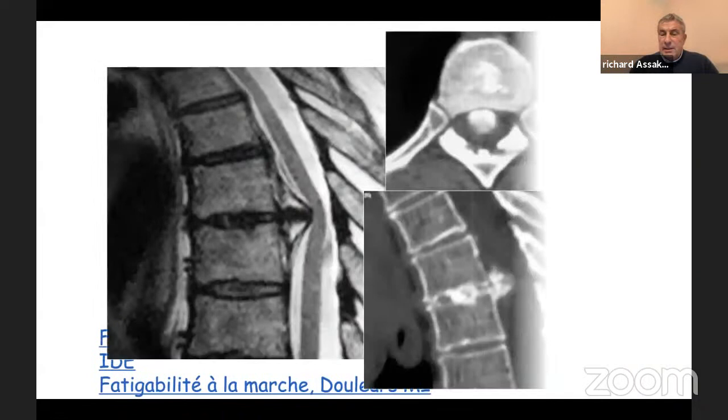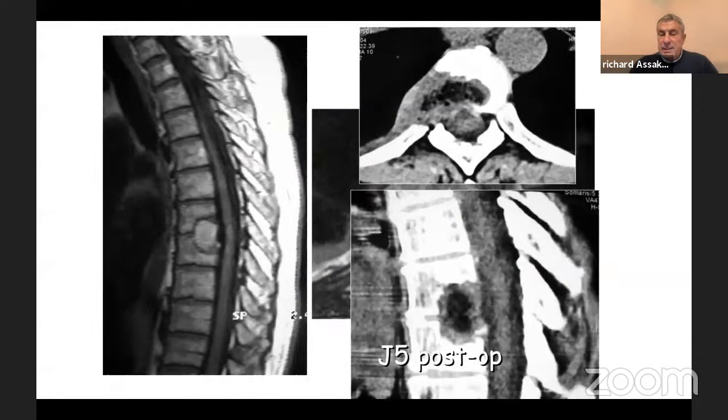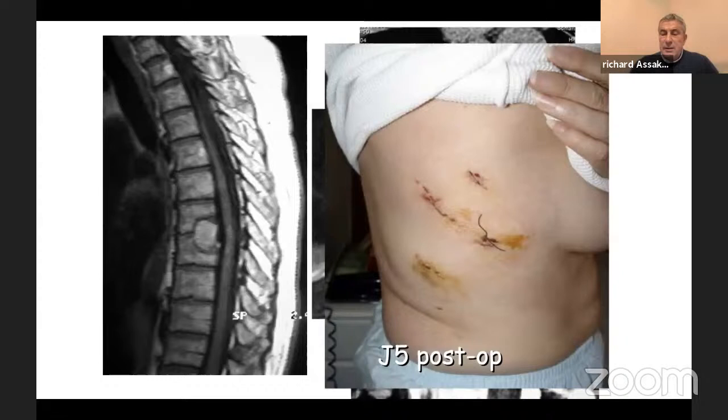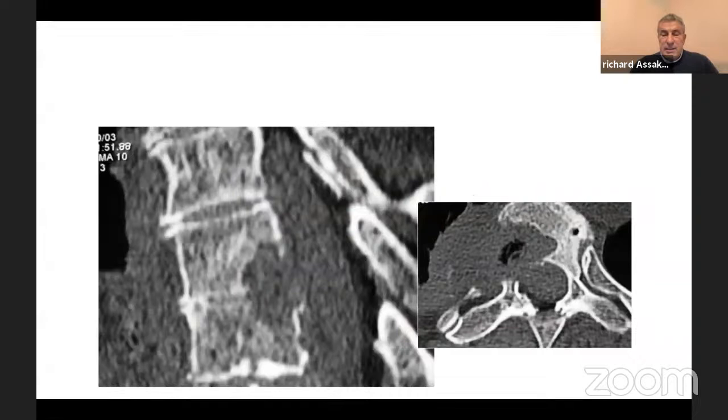This is a big calcified disc. This is the post-op at 5 days. You can see my corpectomy posteriorly done through an endoscopic access, and this is the post-op CT scan, the scars of the patient a few days after. Another example again here, you can see the post-op scars and the post-op CT scan.